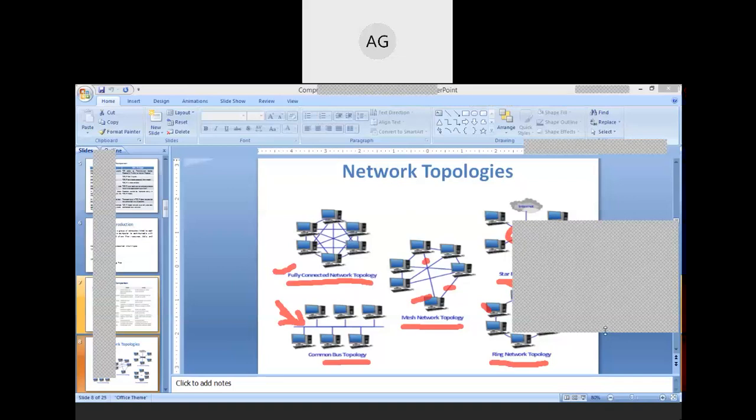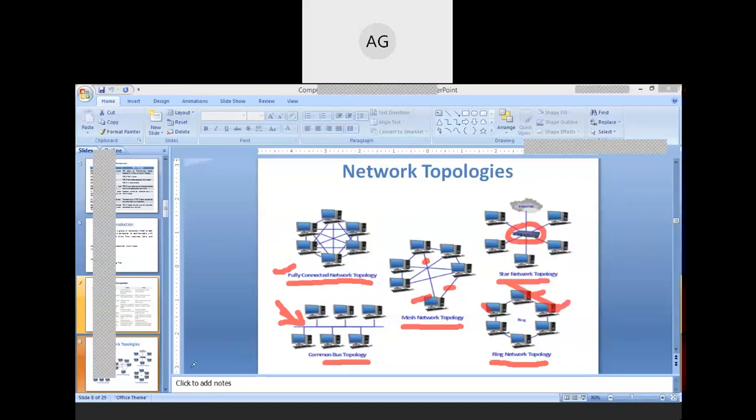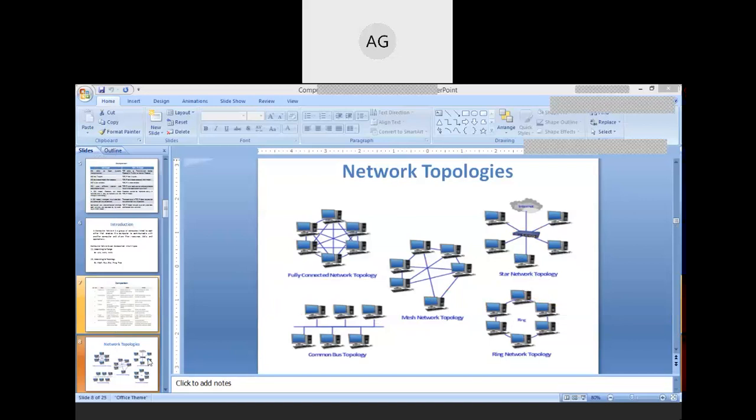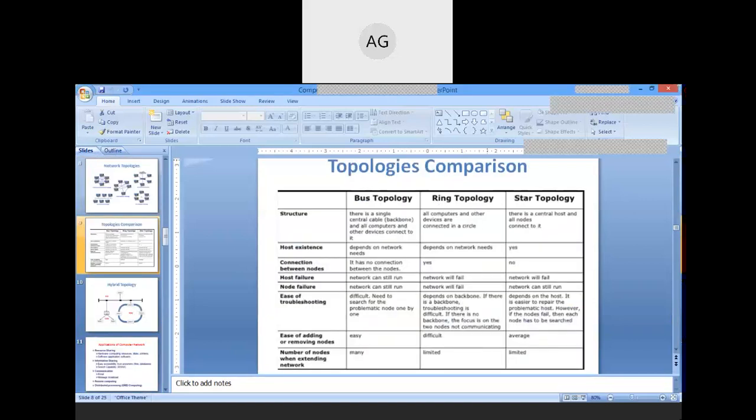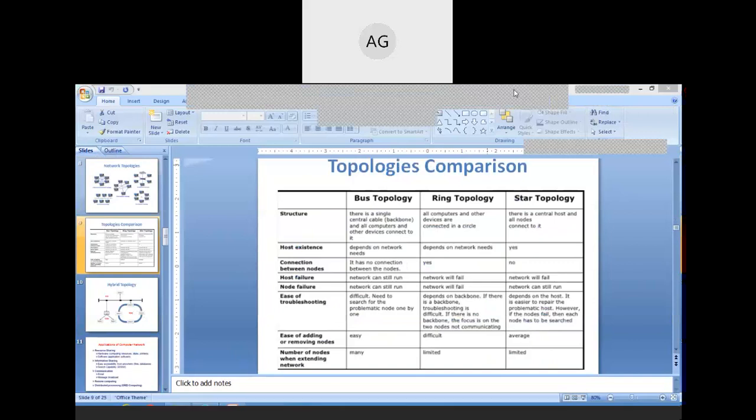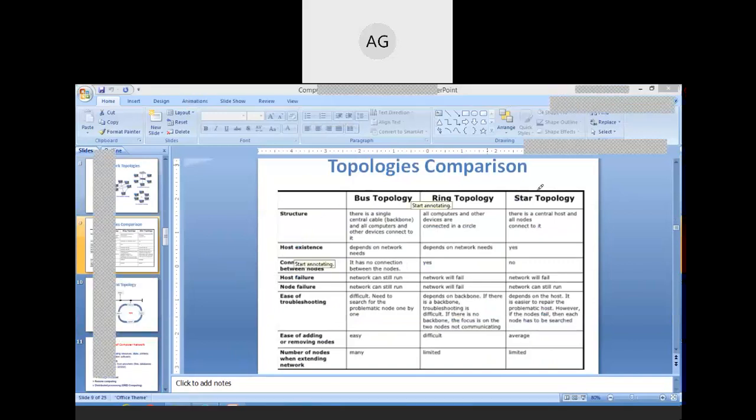These are some of the popular topologies through which systems are connected. Okay, so moving to the next slide. So here we have done the comparison between some of the popular topologies.